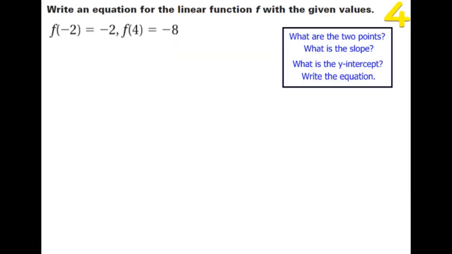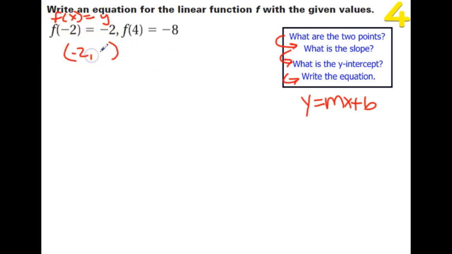Next, this is the same thing we did the other day, looking at writing an equation in the form y equals mx plus b. And here are questions that are going to help lead us to the answer. So first it says, what are the 2 points? Reminder, f of x is a fancy way of saying y. So our point is really x, which is -2, and y, also -2. And then this one, xy, is 4, -8.